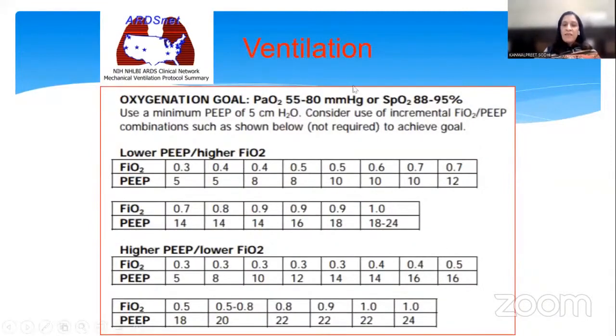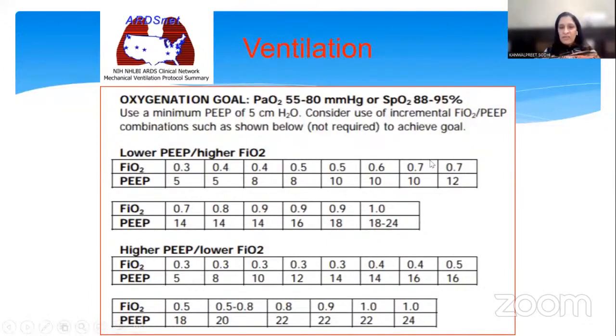And then the other thing we have to look for is the oxygenation goal. PaO2 target is 55 to 80 millimeters mercury. And how we are going to monitor the patient at the bedside is an SpO2 of 88 to 94%. The ARDSnet protocol uses incremental PEEP, where we keep on increasing the FiO2 and side by side we keep on increasing the PEEP also. So we can use this table while we are ventilating a patient with ARDS.